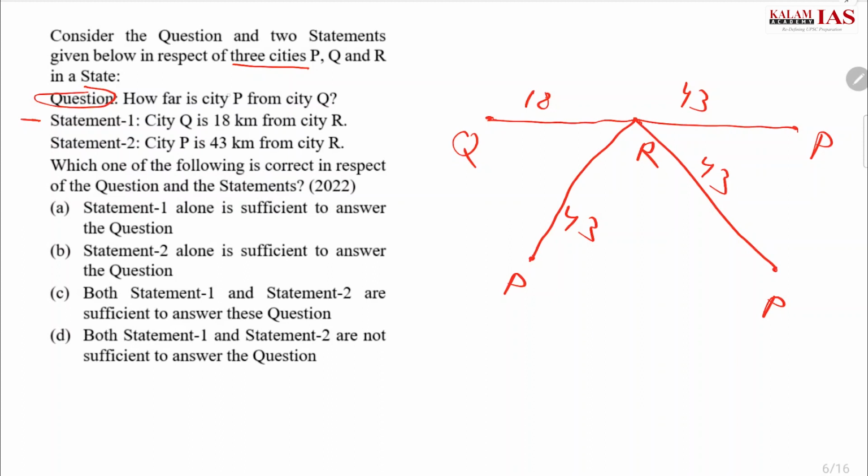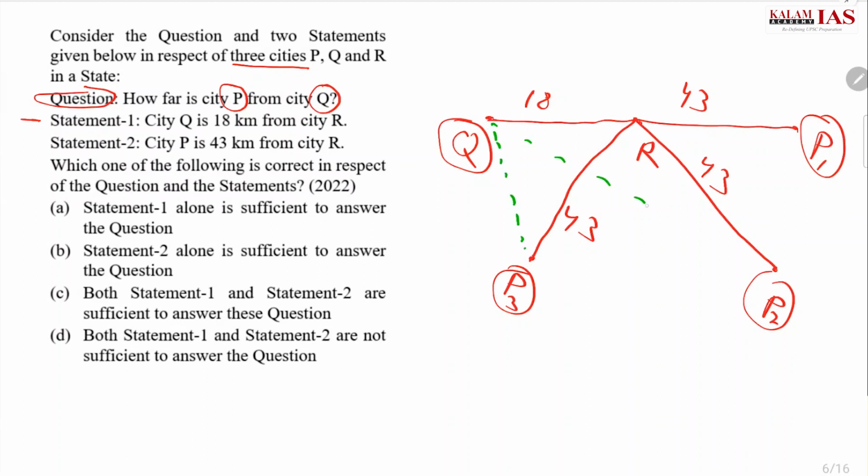Now we have to find how far is city P from city Q. City P and city Q, there are three possible positions, P1, P2, P3. In each of these three positions, the distance between P and Q is different. In this case, it is this distance, in this case it is this distance, and in this case it is this distance. So we cannot tell concretely what is the distance between P and Q.